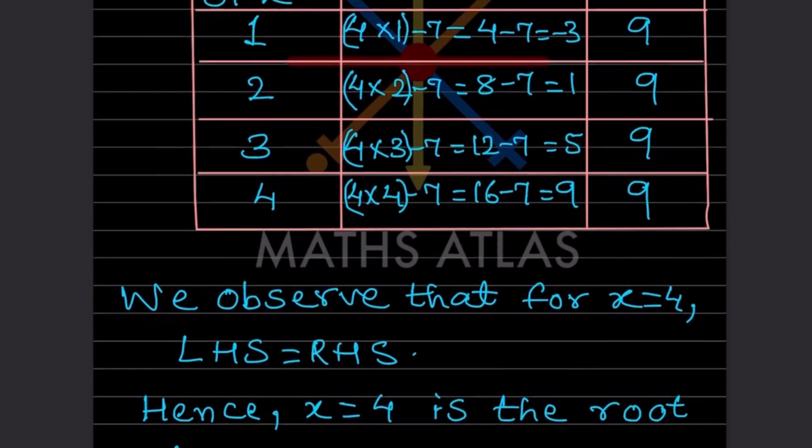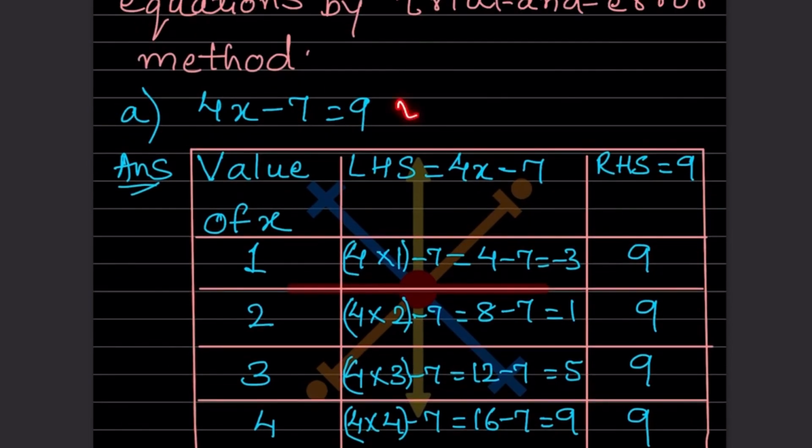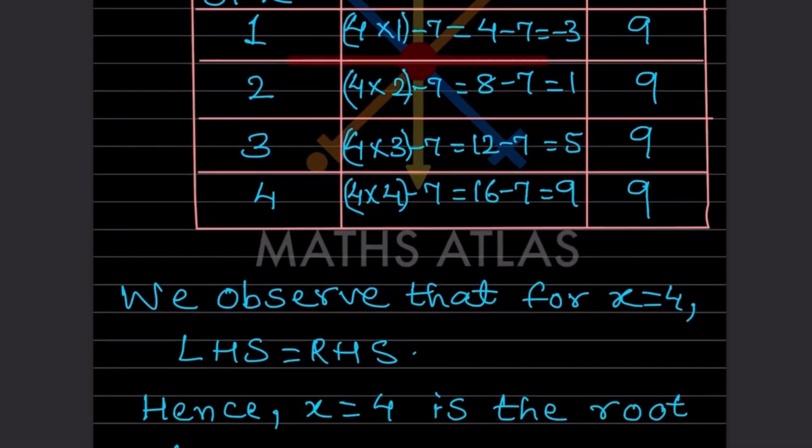Now what can we write here? We observe that for x is 4, LHS is equal to RHS. Got it? So hence we can write x is equal to 4 is the root of the equation 4x minus 7 is equal to 9. This is the equation given.